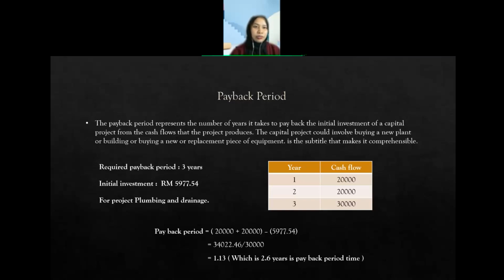So here we go through the required payback period. The total is 3 years. Our initial investment is 5,977, and there are 3 years. For the first year and second year, the cash flow is 20,000. And for the third year, we increase the cash flow to 30,000. So for the payback period, we got 1.13, which means 2 years is the payback period time. Next.